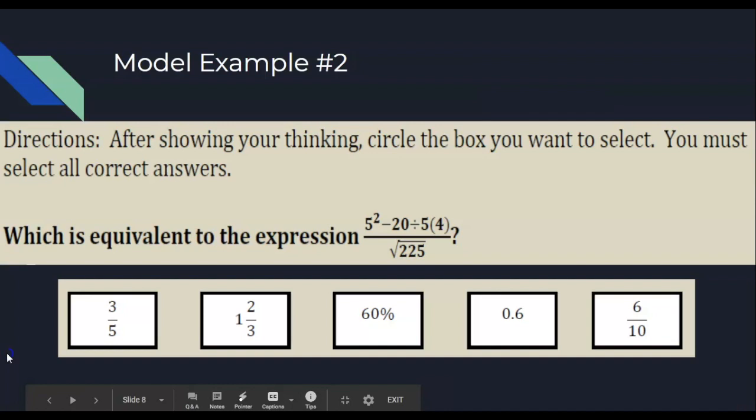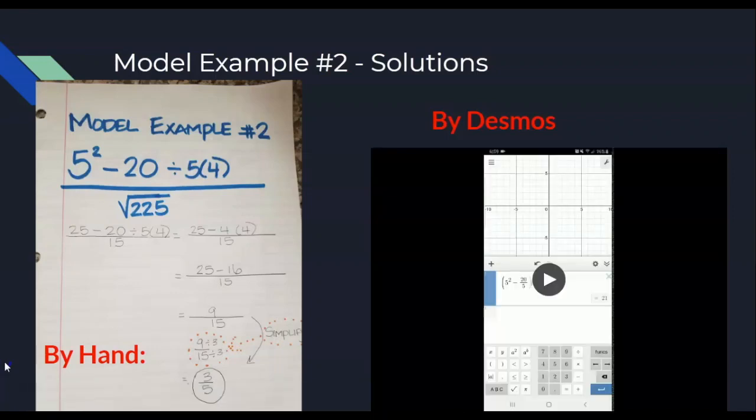Let's look at model example number 2. This expression is written in what we call rational form because it's written as a fraction. Let's look at the solution. When an expression is written in rational form, you must simplify the numerator and simplify the denominator separately. And then at the end, you can bring them together.